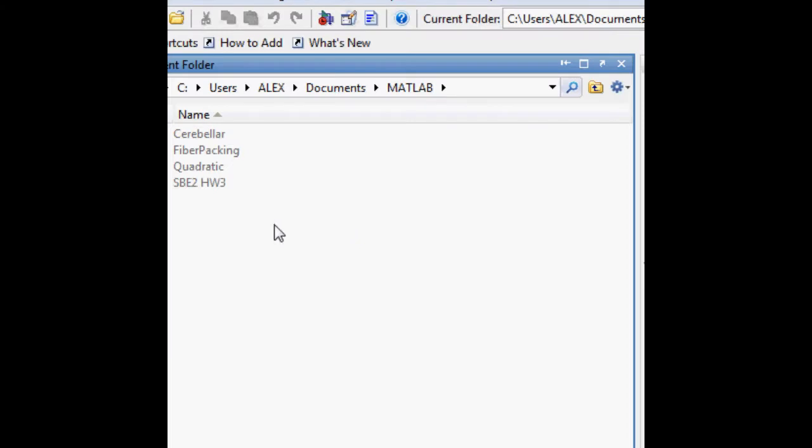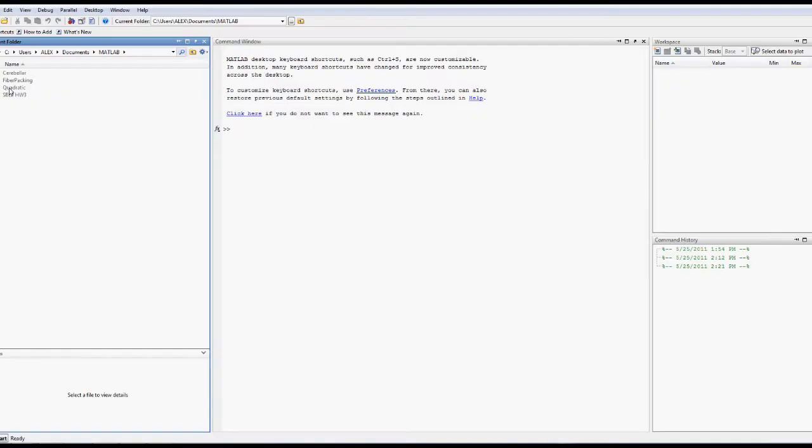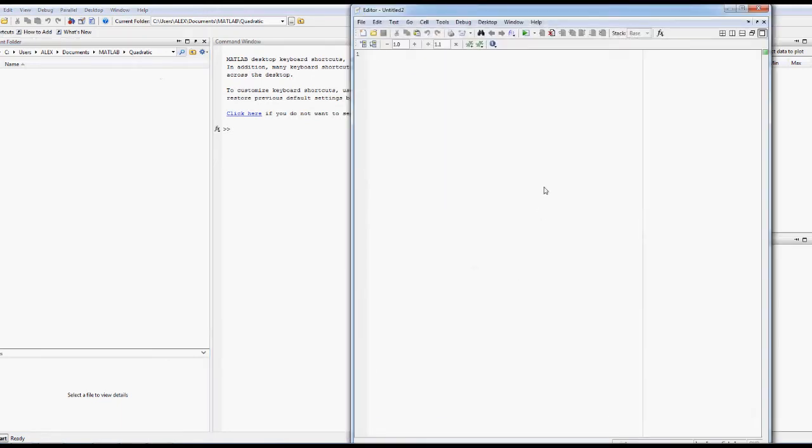From the last lesson, we recall that the current folder window shows the present working directory or location of MATLAB's focus. Right now, we will create a script inside of a location that we have created. To do so, click the New Script button in the top left corner of the screen, or press Ctrl N. This should open a new window labeled Editor. We will define our script inside this window.